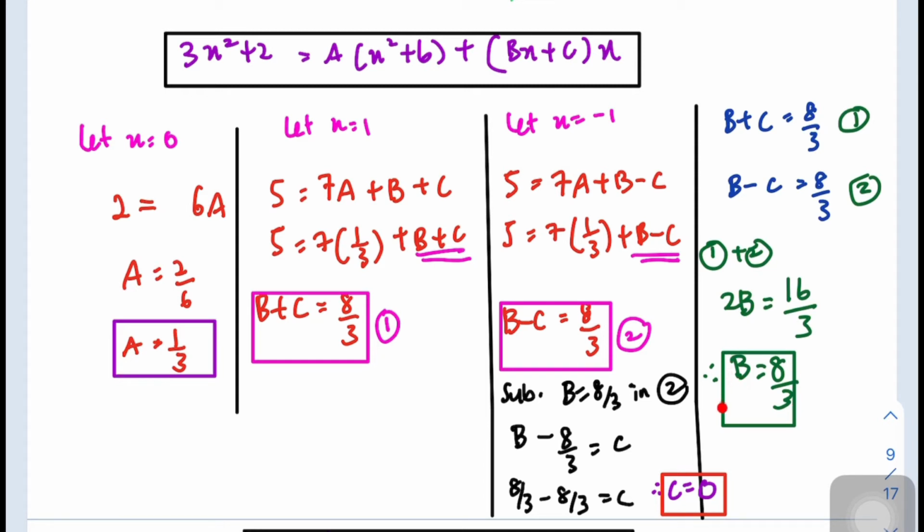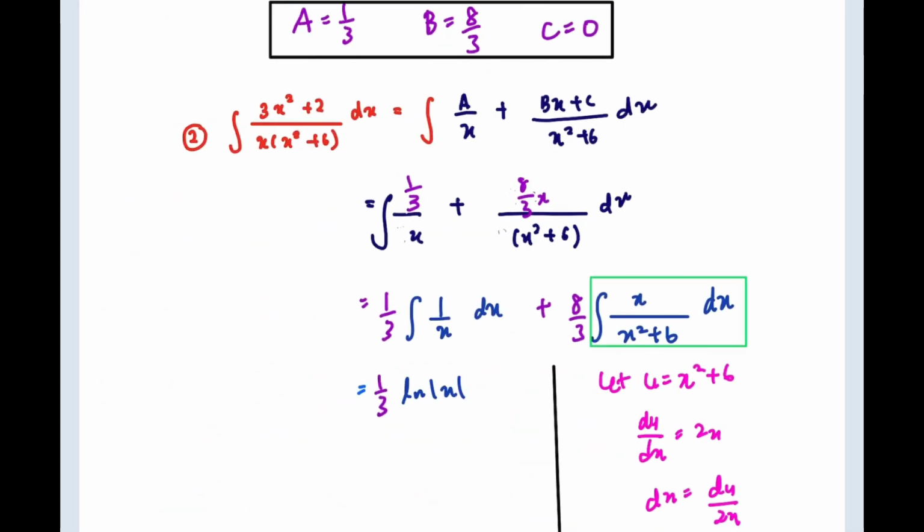So since we have the value of B, we can substitute B into either one equation. So I choose equation number 2. So B minus C is equal to 8 over 3. Therefore, your C is equal to B minus 8 over 3. So your B now is 8 over 3, so 8 over 3 minus 8 over 3. Therefore, the value of C is equal to 0. We're finished doing our elimination method. Our A is 1 over 3, our B is 8 over 3, our C is equal to 0. Therefore, let's substitute back into our equation.